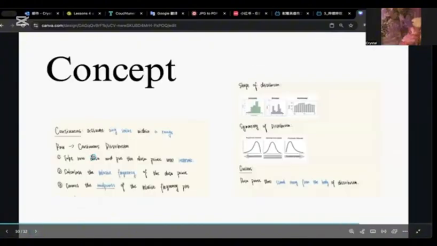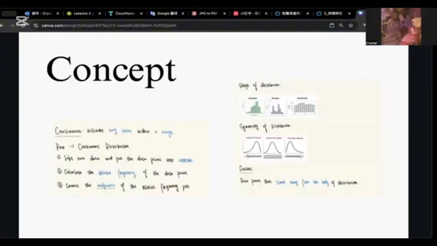Today, I'm going to talk about continuous random variables and the density curve. First, I'll introduce a few concepts. When we say some data is continuous, it means it can assume any value within a range. Then, the steps of transforming raw data into a continuous distribution.